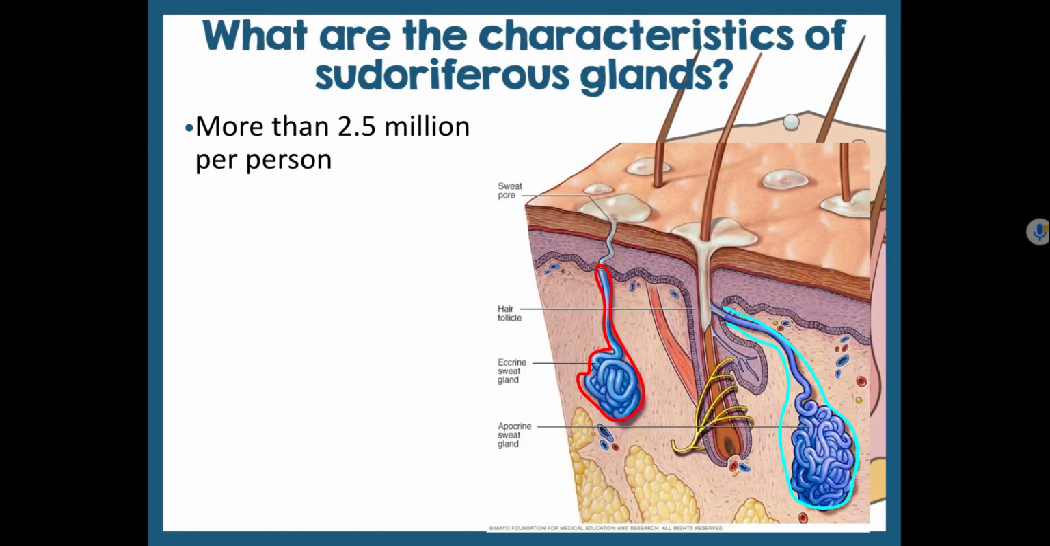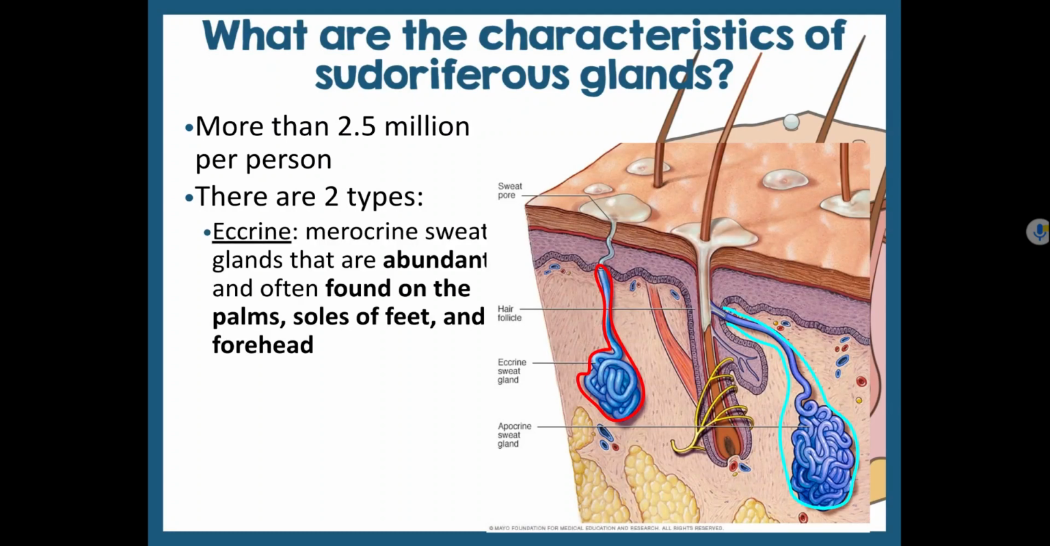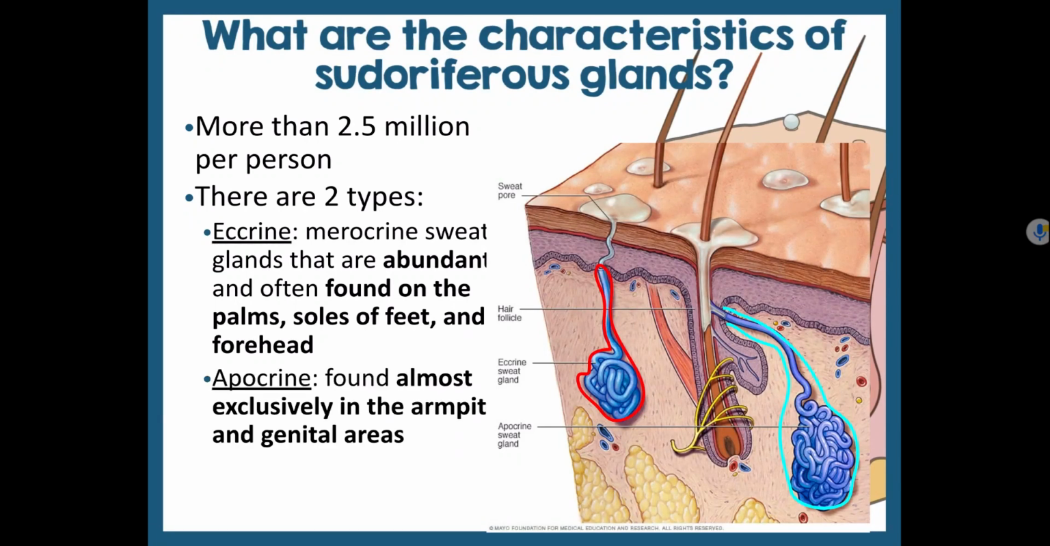There are 2.5 million sudoriferous glands per person. There are two types of sudoriferous glands. The first is the eccrine. These sweat glands are abundant and often found on the palms, soles of your feet, and the forehead. I've outlined this type of sweat gland in red in the image. The second is the apocrine. It is found almost exclusively in the armpit and genital areas. I've outlined this type of sweat gland in light blue in the image on the screen.